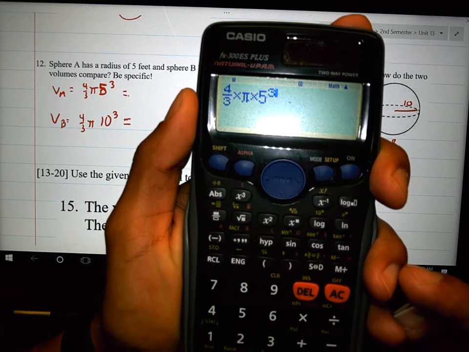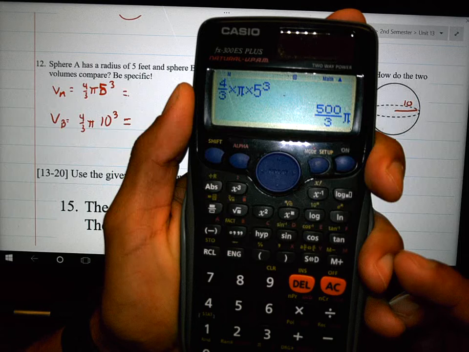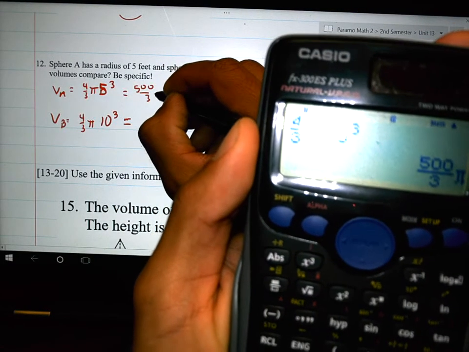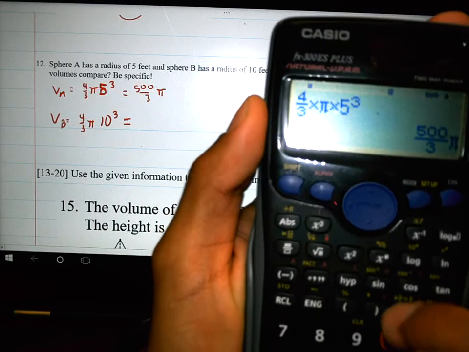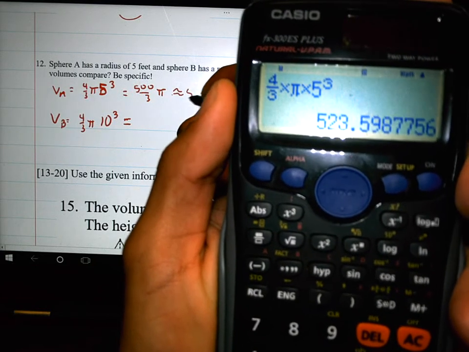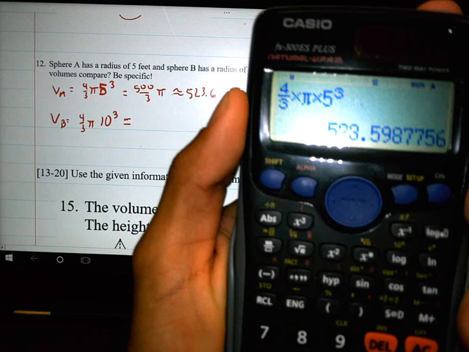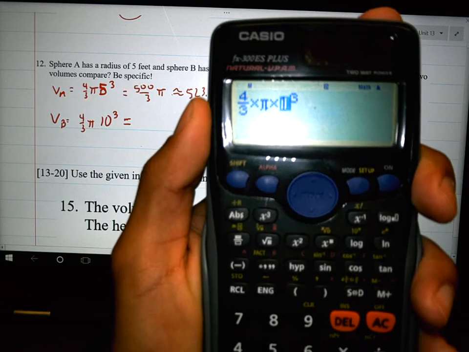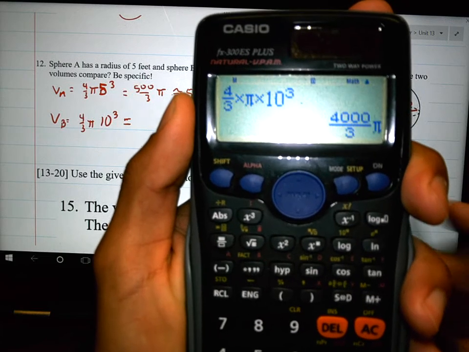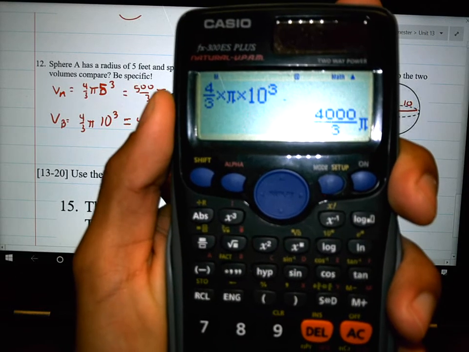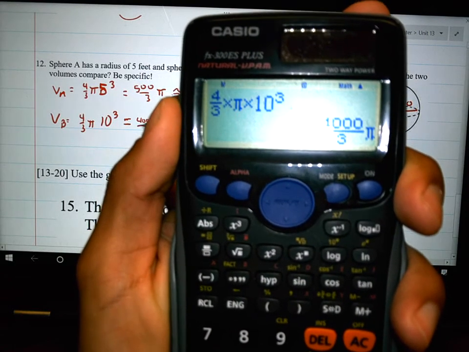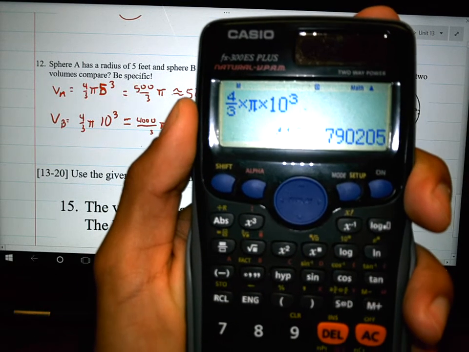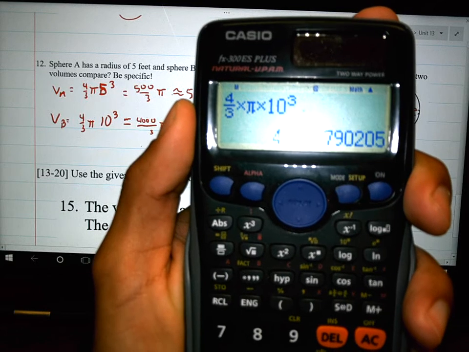Now that I get it looking exactly like it is on paper, this is 500 pi, which is about 523.6. I like just changing one number. It's kind of nice. 4,000 thirds pi, which is about 4188.8.